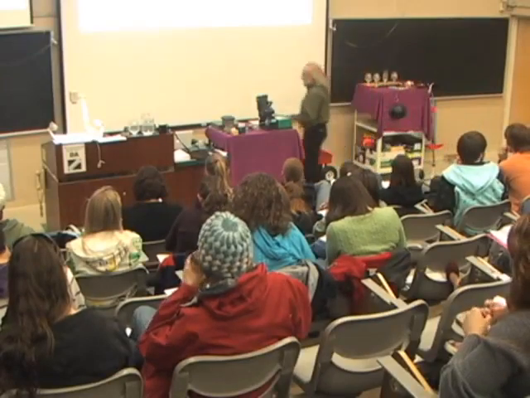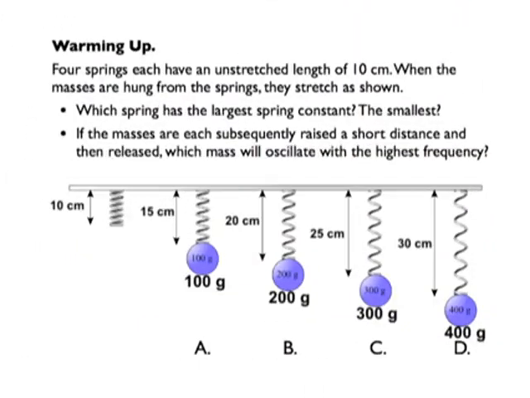Some warm-up exercises. 4 springs each have an unstretched length of 10 centimeters. When the masses are hung from the springs, they stretch as shown. Which spring has the largest spring constant? Which has the smallest spring constant? Talk to your neighbors about this.